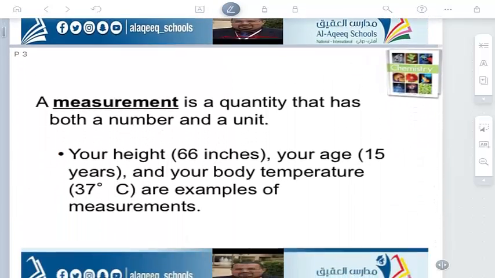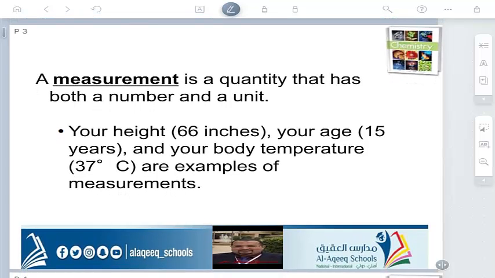What is meant by measurement? We are using measurements in chemistry, like in physics, like in math. A measurement is a quantity that has both numbers and units. Number and unit is a must to represent a measurement. Number and unit.